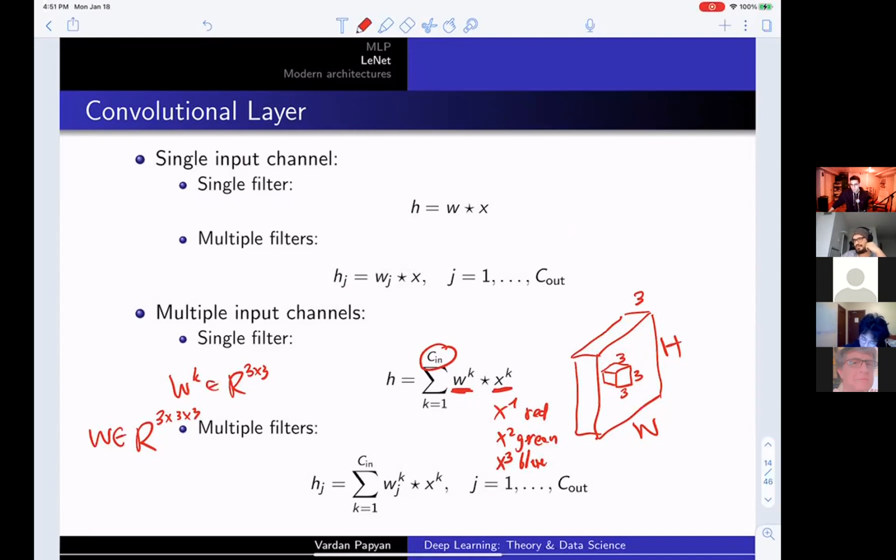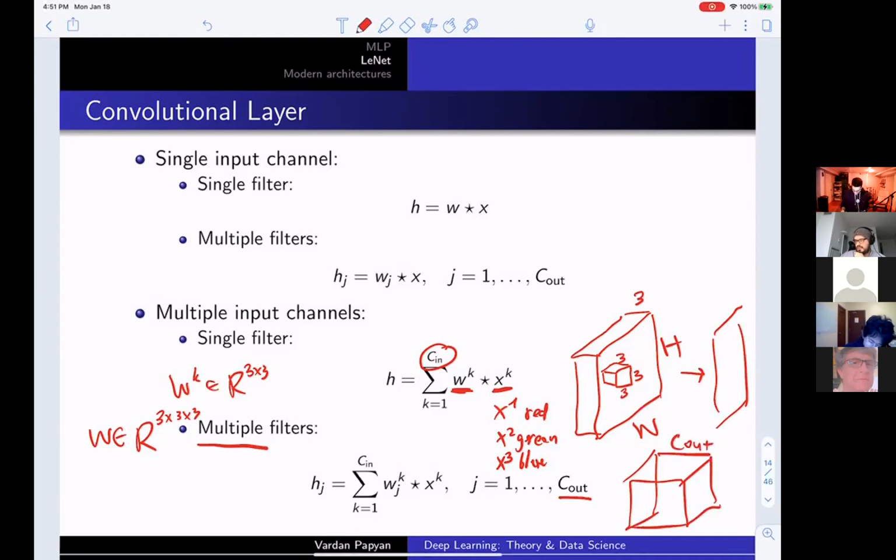Now the output of this convolution is going to be of the size of the input image. If I draw this properly, the output is the size of the input image. Now we have the case where we have multiple filters, C_out filters, channel out filters, and we stack a bunch of those together and get a three-dimensional tensor. How many channels do we have here? C_out. What is the height? The height of the image. What is the width? The width of the image.